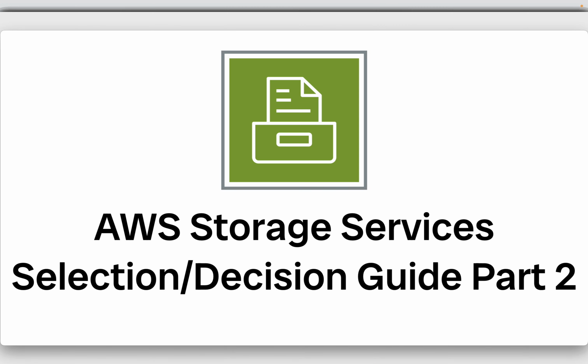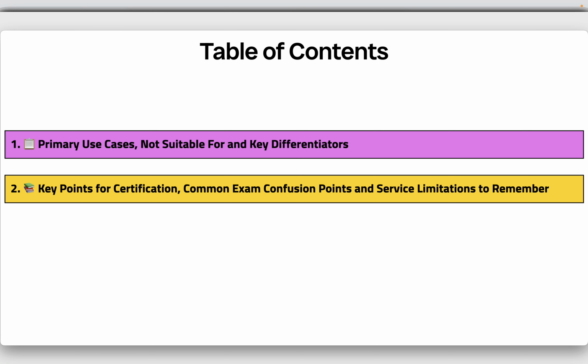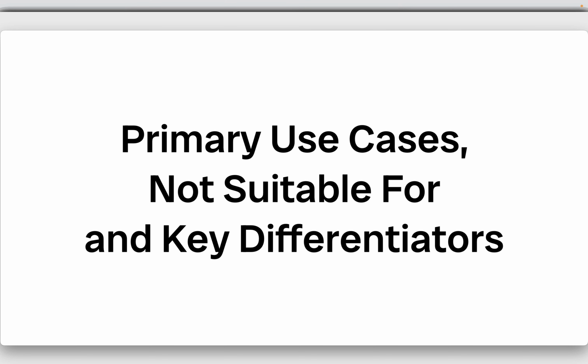Hello everyone and welcome to part 2 of the AWS Storage Services Selection or Decision Guide. This lecture will contain two topics: first, primary use cases, not suitable for, and key differentiators, and second, key points for certification, common exam confusion points, and some service limitations to remember. So the first set of parameters are primary use cases, not suitable for, and key differentiators.